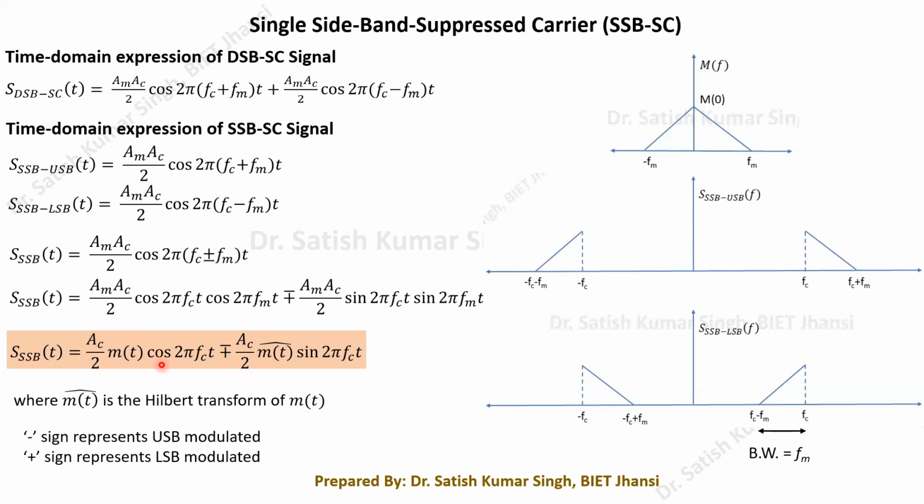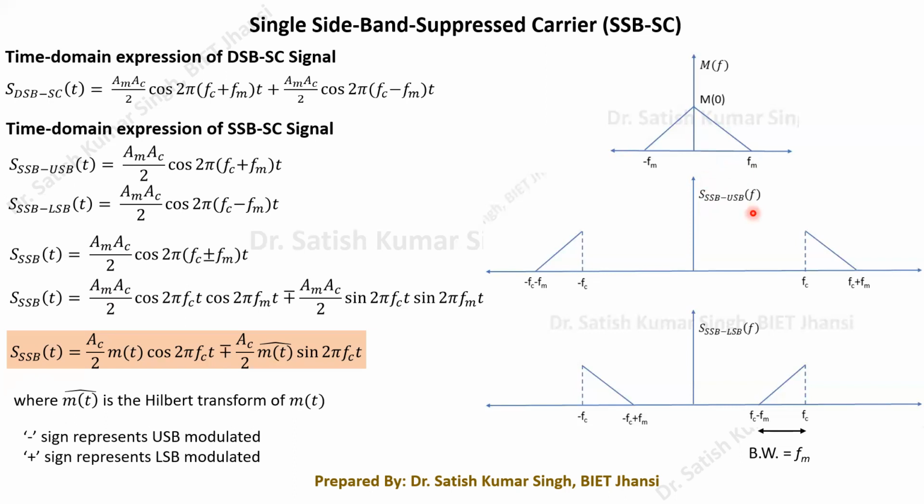So basically what I'm saying is, if we take this negative sign or positive sign, the negative sign will give you the upper sideband and the positive sign will give you the lower sideband. Now suppose that we have a message signal m(t) whose Fourier transform is something like this, which is known in this form. It has its maximum frequency equal to fm.